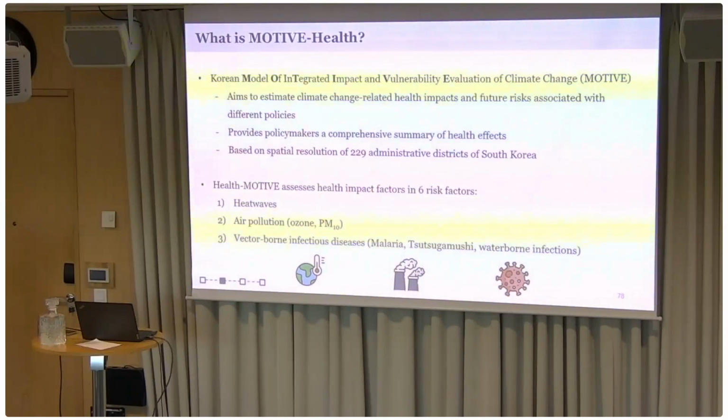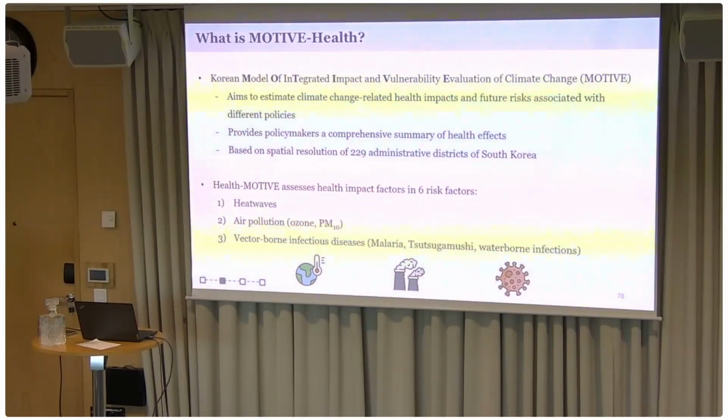The health motive has 6 components: heat wave, ozone, PM10, and 3 infectious diseases such as malaria, chuchugamushi, and waterborne diseases. Those information came from the National Health Insurance data. We have one system covering all the people, so it comes from that.